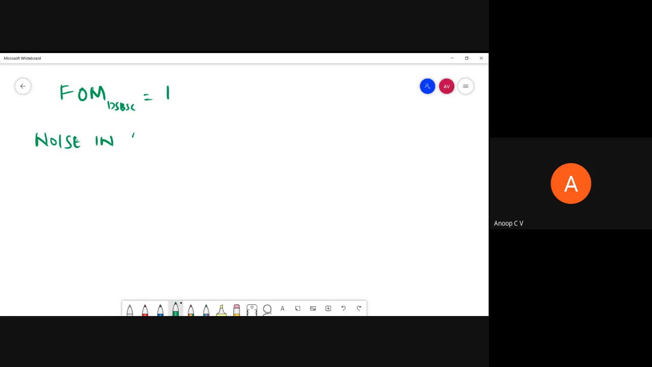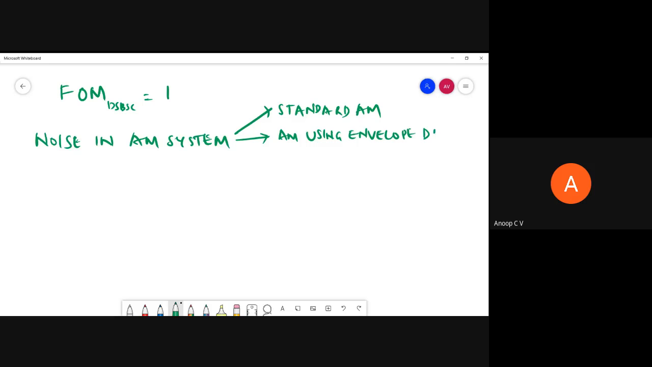noise in AM system. When I say noise in AM system, it actually means standard AM with carrier. Or the question can be about AM using envelope detector. The topic can be anything, so for all these, the following discussion is what you have to consider.